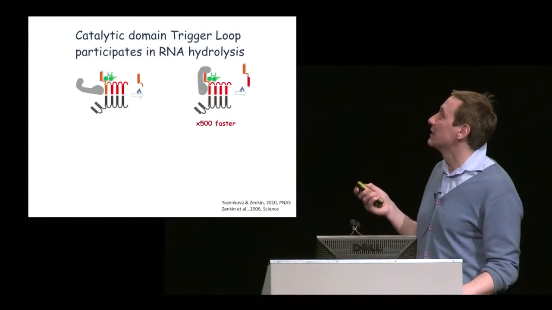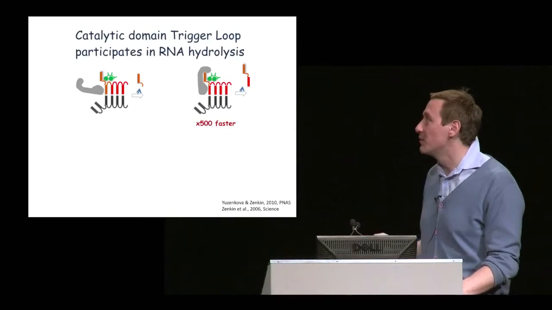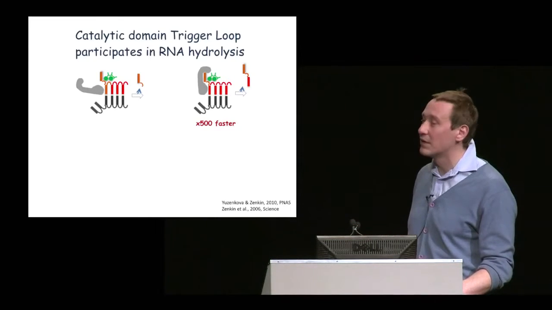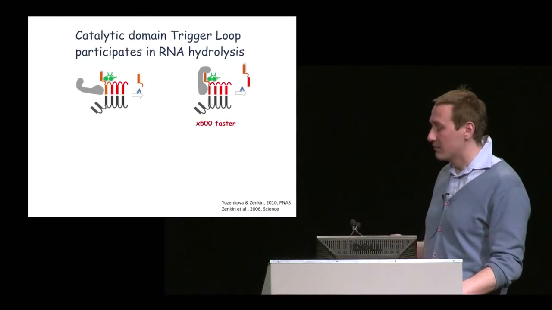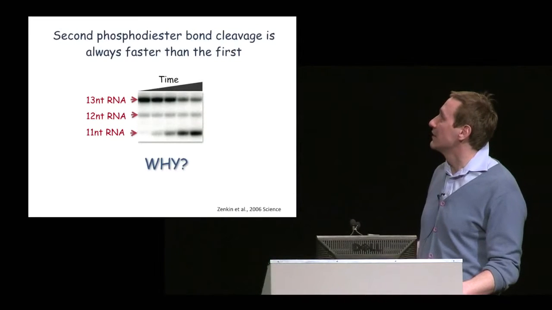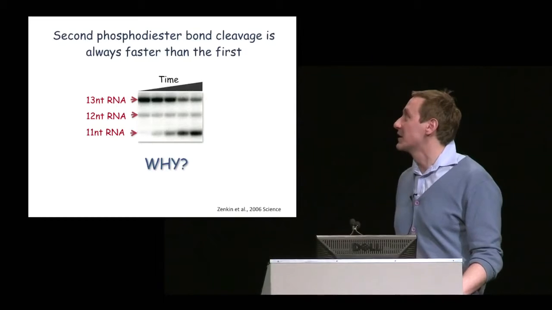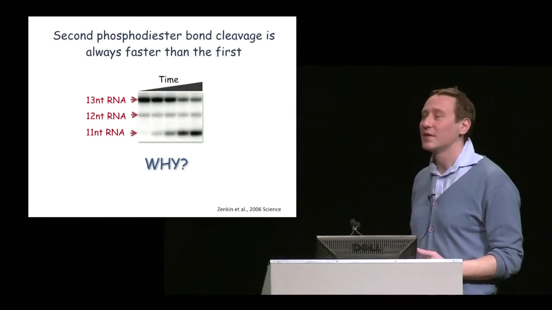We showed that the trigger loop, this new catalytic domain, is also required for this reaction, and it speeds up the hydrolysis by more than 2 orders of magnitude. But what we observed was something unexplainable. This is the only gel, so don't worry, this is the only gel I'm going to show. So second phosphodiester bond was cleaved much faster than the first one.